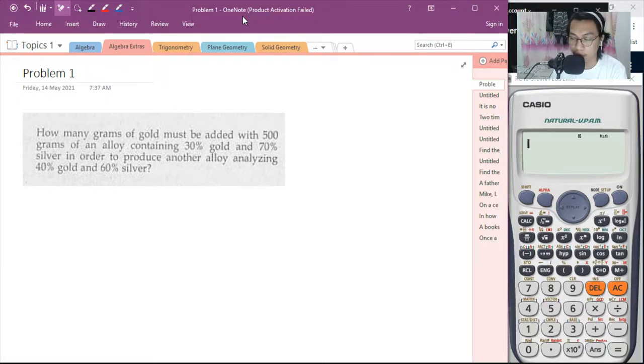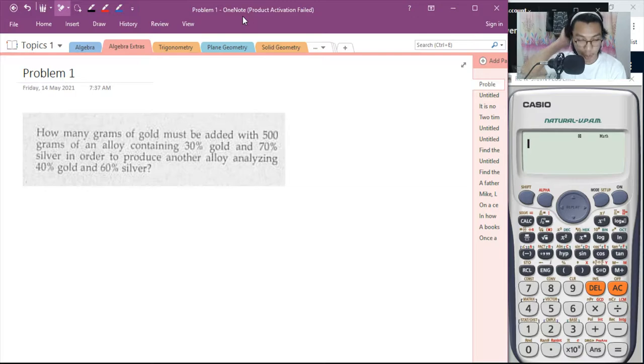So let us solve problem number 1 of 15. How many grams of gold must be added with 500 grams of an alloy containing 30% gold and 70% silver in order to produce another alloy containing 40% gold and 60% silver?